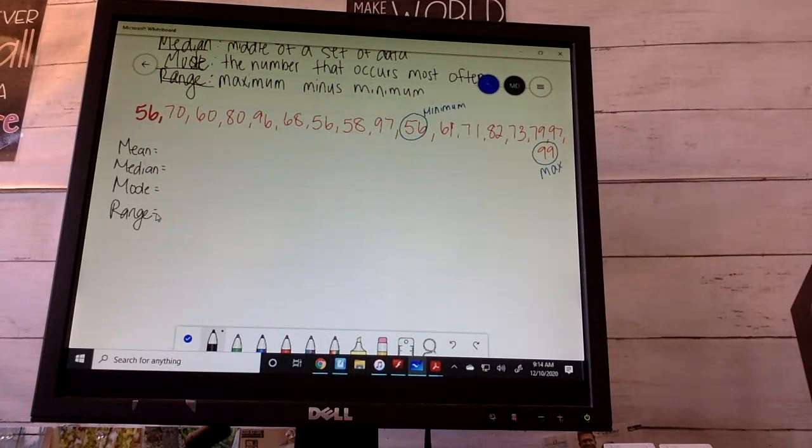Okay. The range is the maximum minus the minimum, which is 99 take away 56, which is what, Jillian? 43. If we were getting really specific, we would write MPH because you're going miles per hour. What's the next one we want to do?